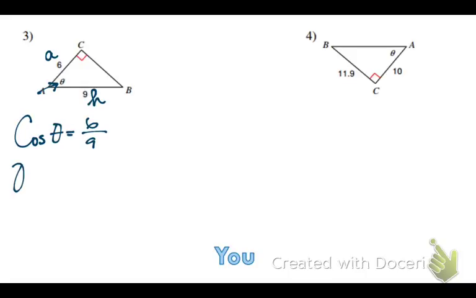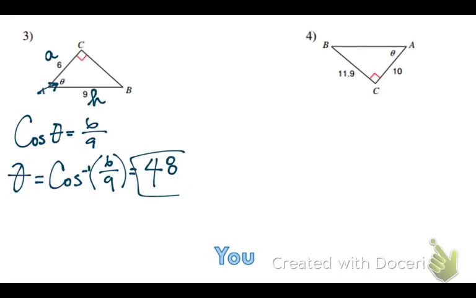We're solving for an angle, so what am I going to type in now? The inverse. So shift cosine into your calculator. We get 48.2. So we're rounding to the nearest whole degree.